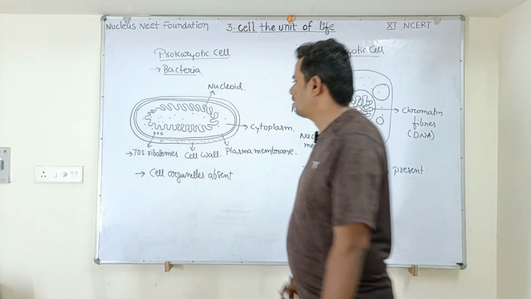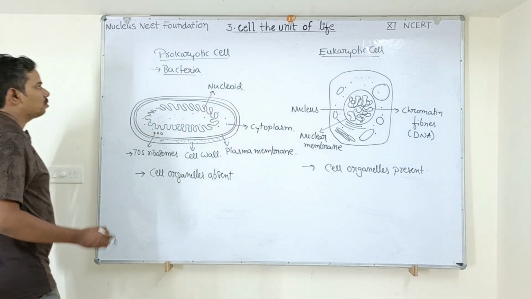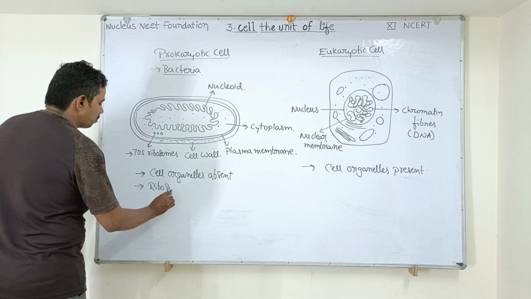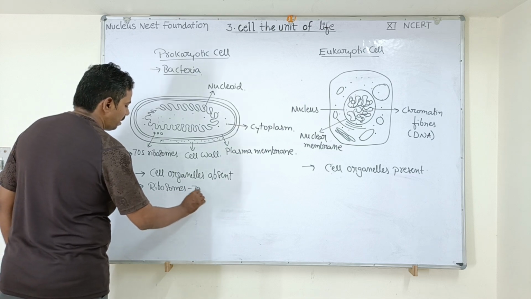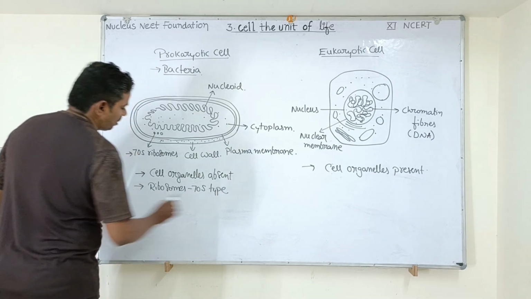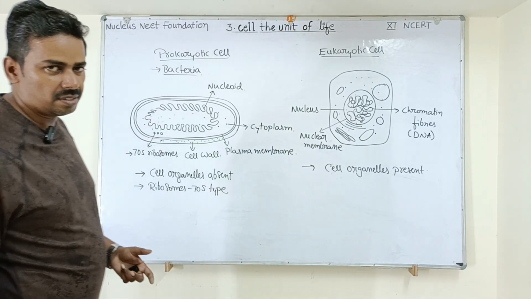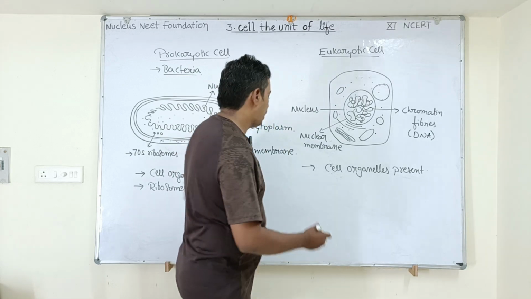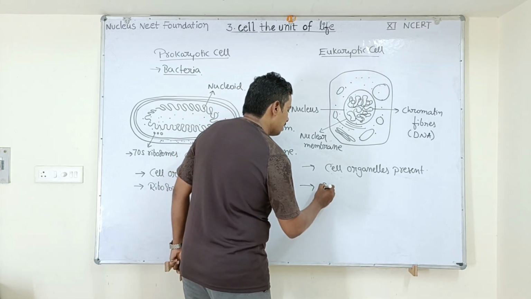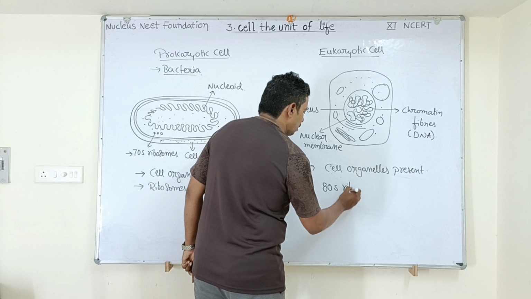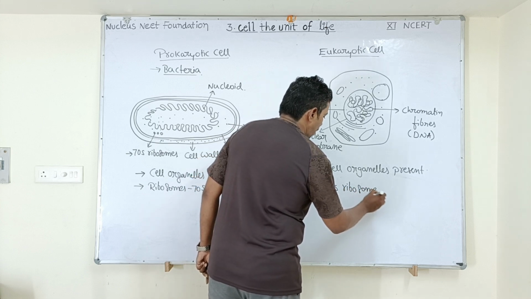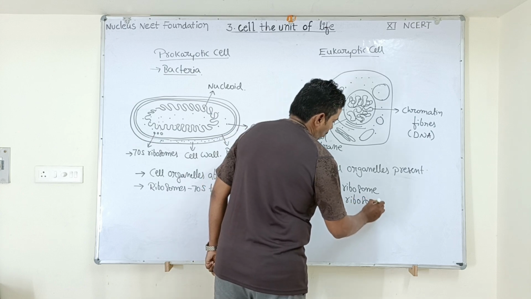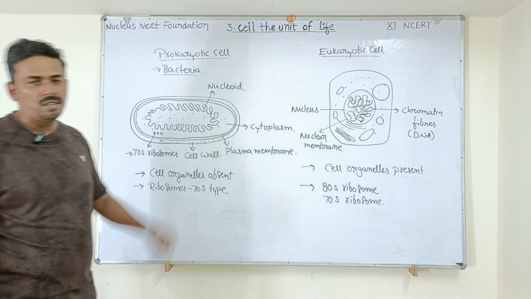Understood? So next, another difference, the type of ribosomes which you can see in the prokaryotic cells are 70S type. Whereas in eukaryotic cell दो तरह का ribosomes पाया जाता है. एक है 80S ribosome and दूसरा है 70S ribosome. So two types of ribosomes you can see in eukaryotic cell.